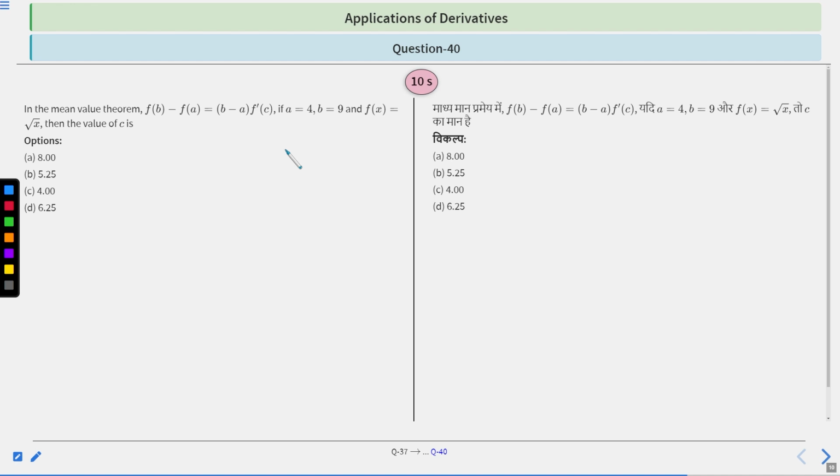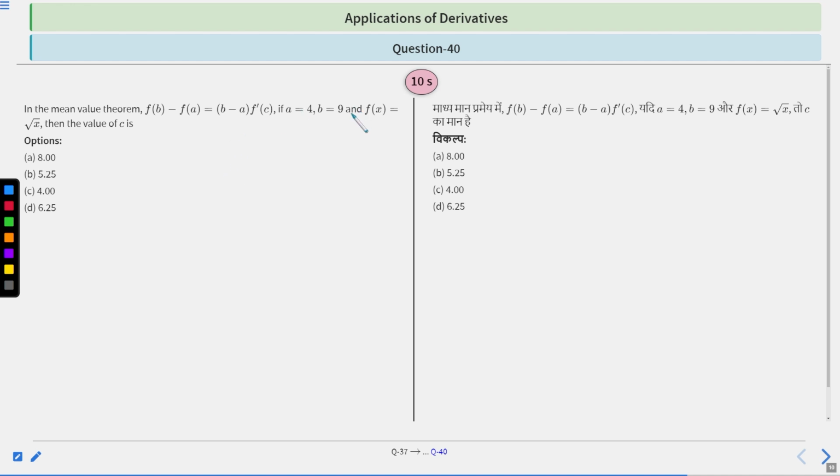So the hint of this question is, first let's check whether the function root x is continuous in 4 to 9 or not. So f(x) equal to root x is continuous in 4 to 9. Whether it is differentiable in the interval 4 to 9 or not. Root x will not be differentiable at x equal to 0. But from 4 to 9, x equal to 0 is not coming. So f(x) equal to root x is also differentiable in the interval 4 to 9.